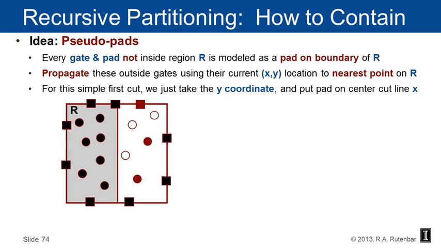The basic idea is that every gate and pad not inside region R is modeled as a pad on the boundary of R. And the word that we use is propagate. We propagate these outside gates or outside pads using their current XY location to the nearest point on R, which is the gray box. And so for this simple first cut, we just take the y coordinate and we put the pad on the center line. So that's the center line.